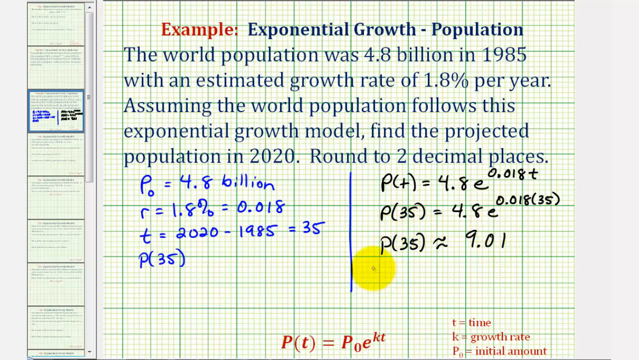So the projected population in 2020 is 9.01 billion.